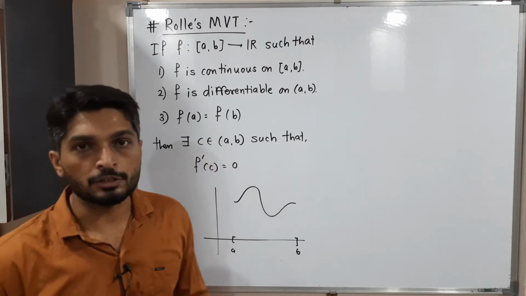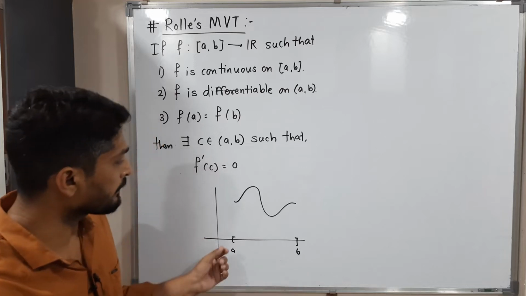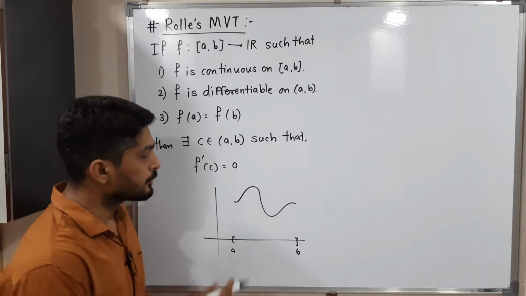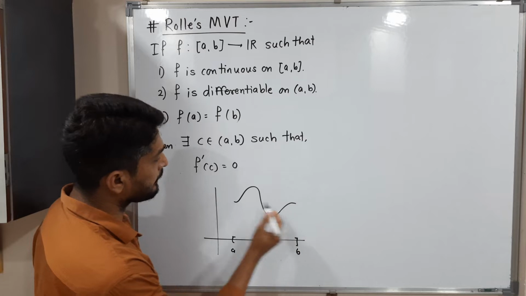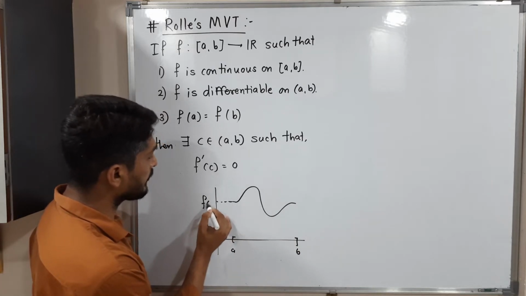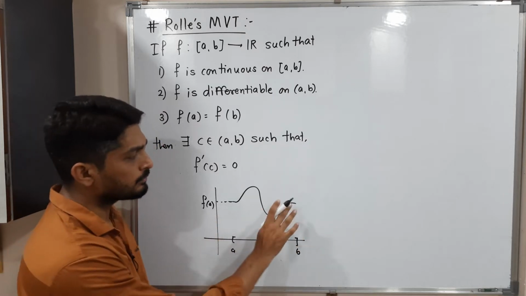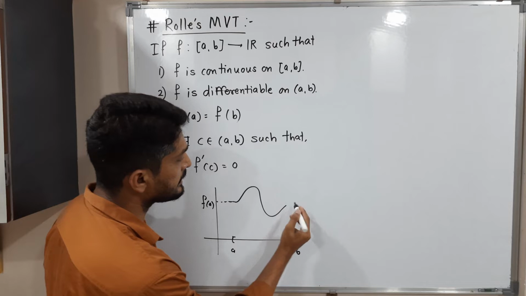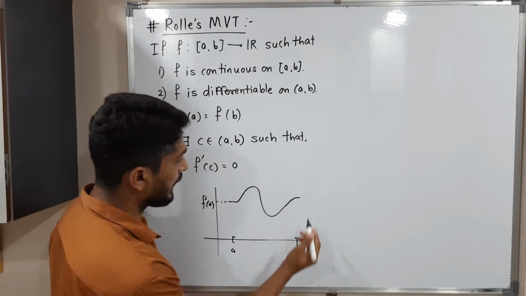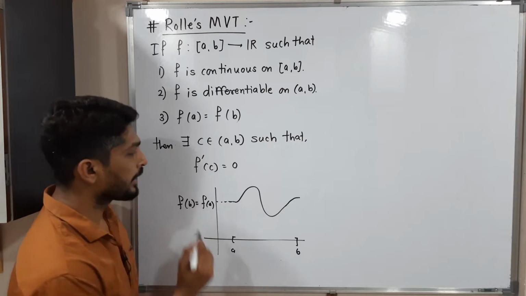Third and last condition is f(a) = f(b). That means whatever the value of f at a should be equal to the value of f at b. So at a the function has a value f(a) here, right? You can easily see. So at point b also the function should have the same value. I have drawn the graph like this such that the function has the same value at point b also. So you can say f(a) = f(b).